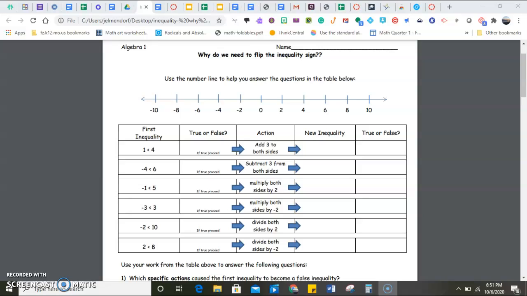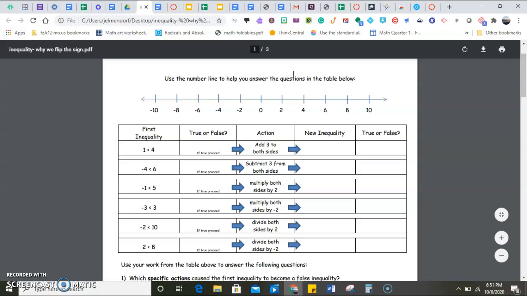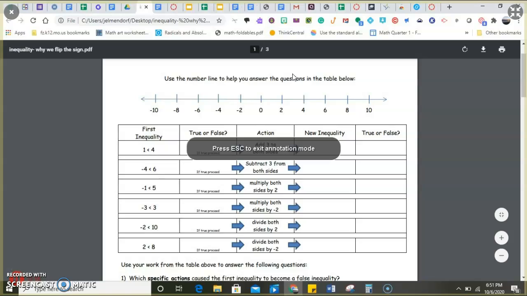All right, guys, so what we're going to do today is talk about why we need to flip an inequality sign. So we have our number line up here. That's going to help us keep our frame of mind. Remember that when we're talking about an inequality sign, let me make sure that my computer will let me write on it. There we go.